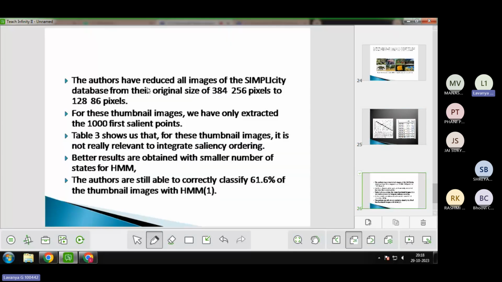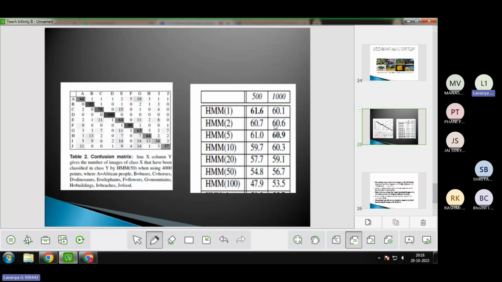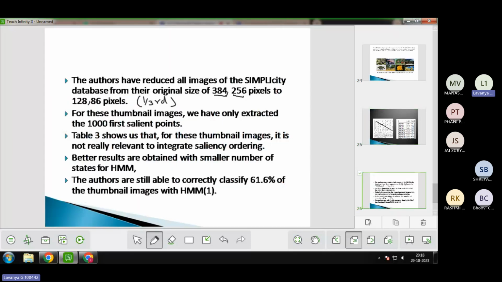When they do this, we have reduced all the images from their original size 384 by 256 pixels to 128, that is roughly one third. You divide 384 by 3, you will get 128. Similarly, 256 by 3, roughly 86 pixels. For these thumbnail images, we have only extracted the first 1000 salient points. This table 3 shows that it is not really relevant to integrate the ordering. Not necessary because the values are all scattered.